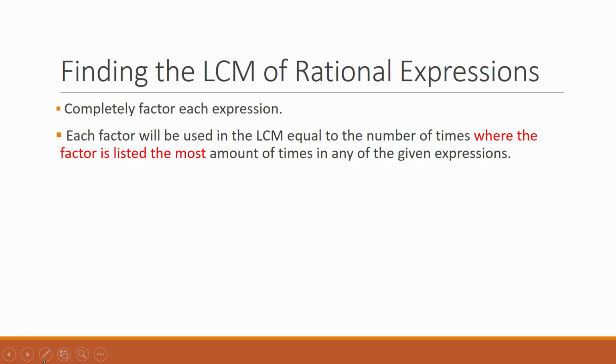So to find the least common multiple of rational expressions, we want to first of all completely factor each expression, and then know that each factor will be used in the least common multiple at least one time. The way we determine that is we use that factor the number of times where the factor is listed the most amount of times in any given expression.